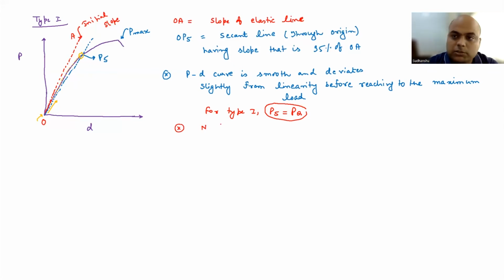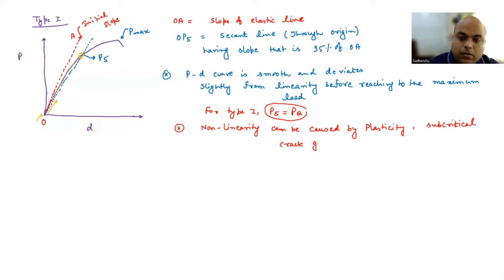So this is type 1, and the characteristic is the non-linearity here. This can be caused by plasticity, local plasticity, or subcritical growth, or both of them. So remember, for type 1, P5 becomes equal to PQ. Now let's see what happens when we have type 2. If you remember, the type 2 curve is going to look something like this.